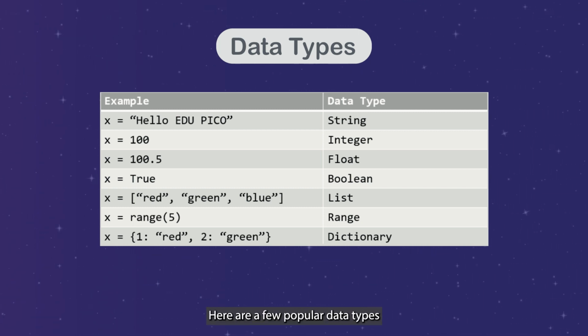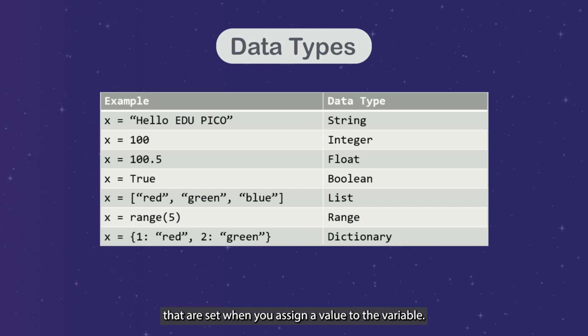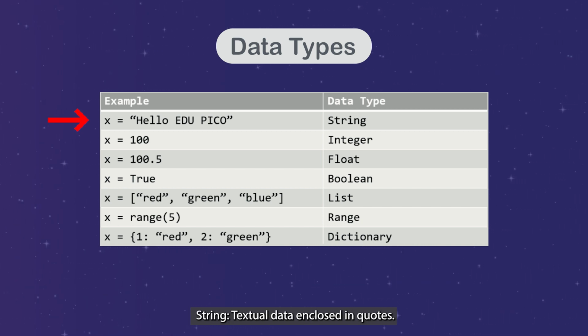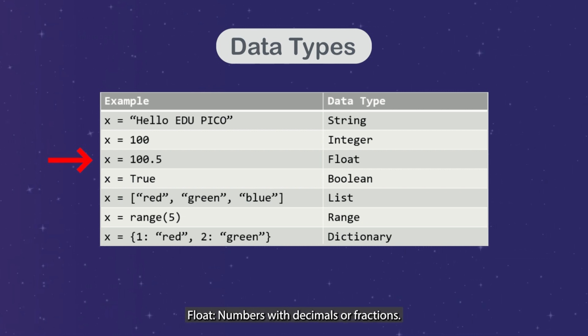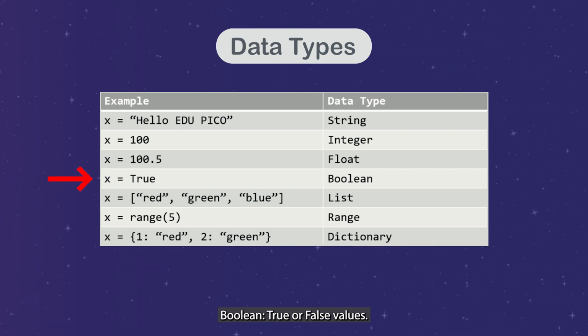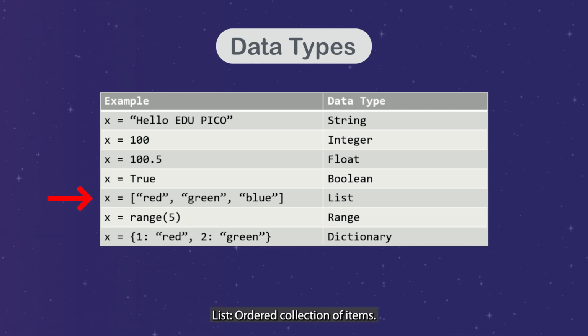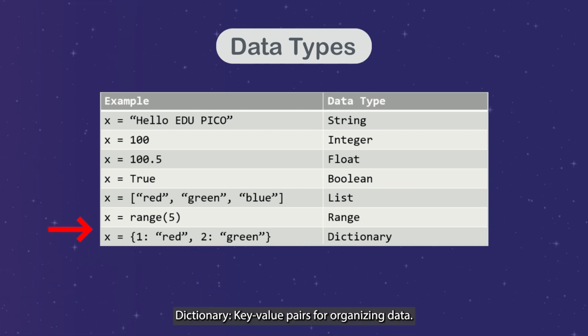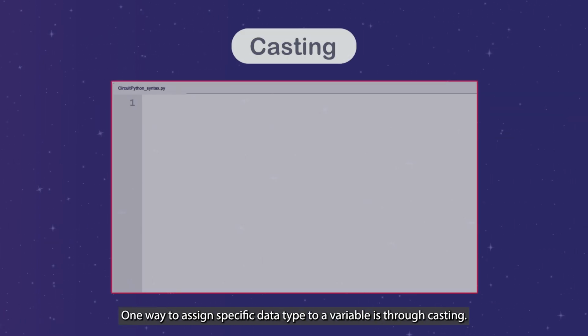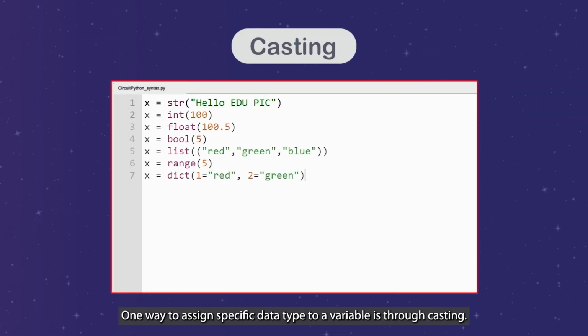Here are a few popular data types that are set when you assign a value to the variable. String, textual data enclosed in quotes. Integer, whole numbers without decimals. Float, numbers with decimals or fractions. Boolean, true or false values. List, ordered collections of items. Range, sequence of numbers. Dictionary, key value pairs for organizing data. One way to assign specific data type to a variable is through casting.